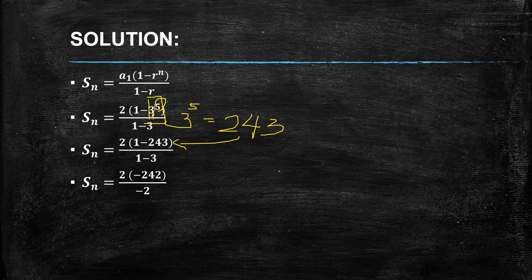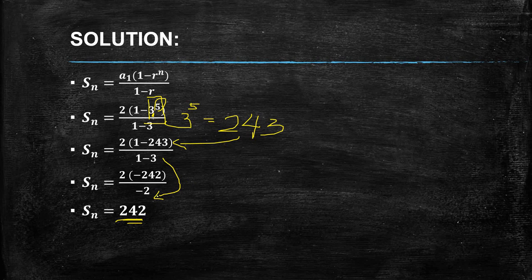Next is, you get the difference. So, 1 minus 243 is negative 242. All over 1 minus 3 is negative 2. And then, perform the operation, simplification. So, you get the product of this. So, the final answer is 242.